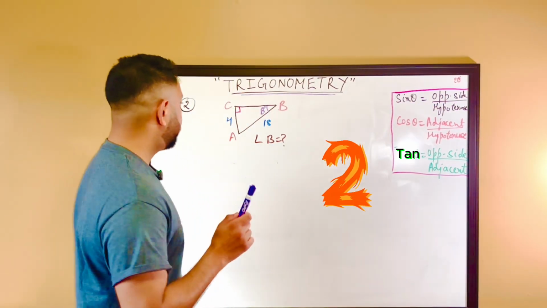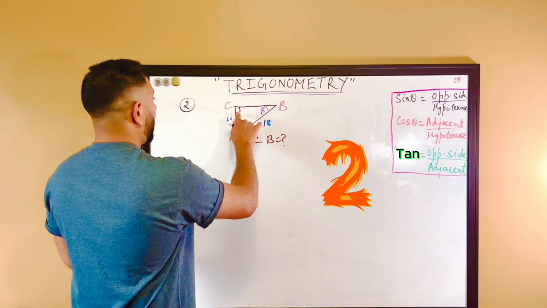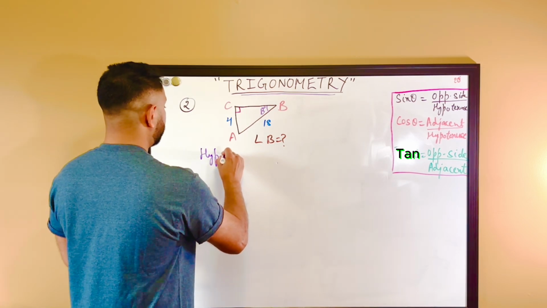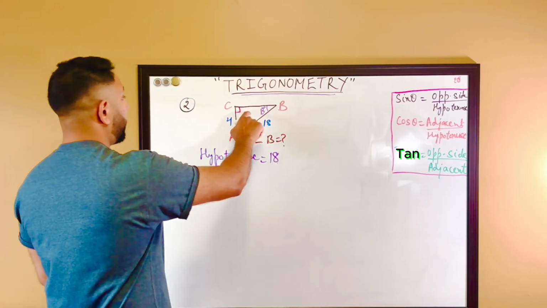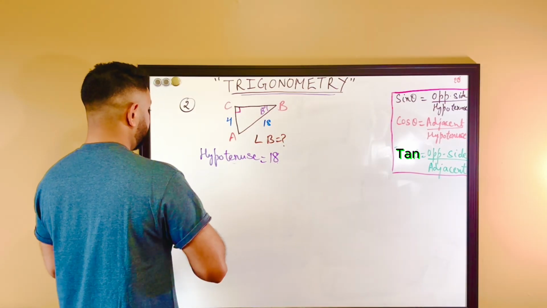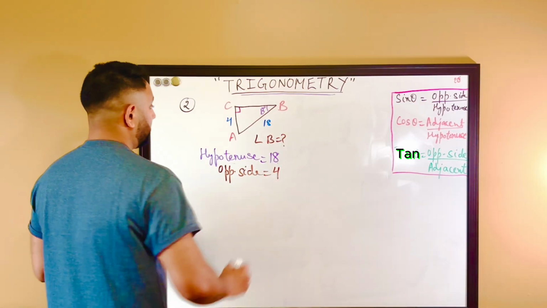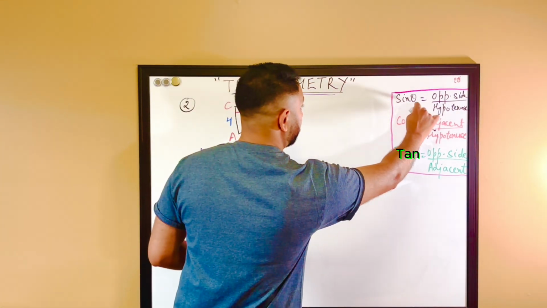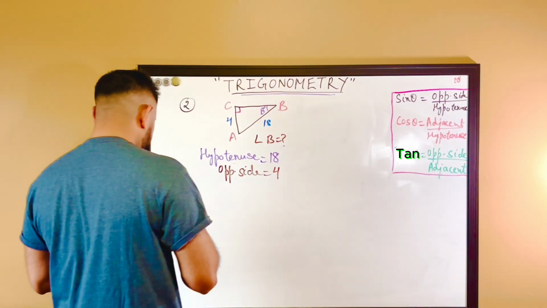So our second example is, we need to find angle B. The side opposite to the 90-degree angle is the hypotenuse, which is given to us as 18, and the side opposite to angle B is the opposite side, which is also given to us as 4. So we got the hypotenuse and the opposite side, so we're going to use this formula, sine theta is equal to opposite side over hypotenuse.